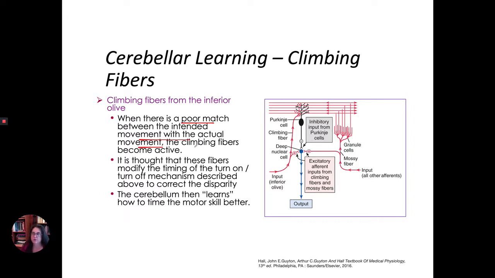When there's a mismatch, when the cerebellum compares what you wanted to do and what actually happened, and if there's a mismatch, these climbing fibers start firing a lot more. And that changes the pattern of firing of the turn off, or the timing of the turn off, and helps to then improve the outcome of the next attempt at doing this activity. In this way, the cerebellum learns how to time a motor skill better. Now, this isn't instantaneous. Clearly, you try something new and then it fails, and then you try it the second time, you weren't perfect, but it does continue to make adjustments as long as what you wanted to do and what actually happened are different.